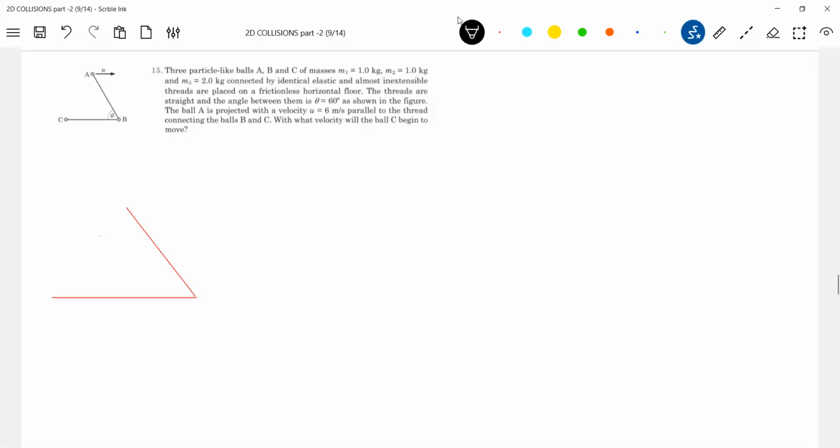Okay, this much of information there. So let me show that these are the balls. They're connected by two different strings here, not one string. Earlier we took only one string. Now two different strings are there. I will project this with a velocity u. What will happen during the course of time?